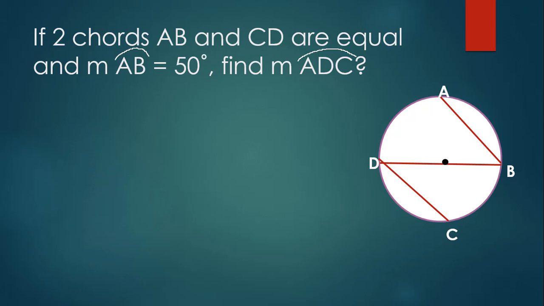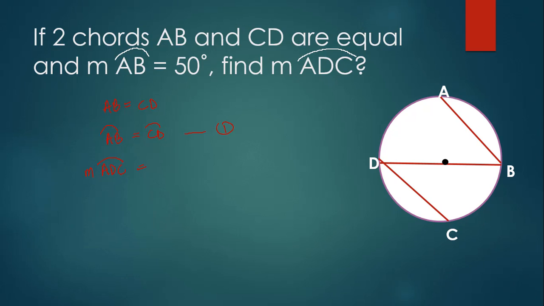Now here we are given two chords AB and CD which are equal. So we can write the two chords AB and CD are also equal. Let's mark this as equation 1. We have to find the measure of arc ADC. Now here you can see that BD is the diameter of the circle.